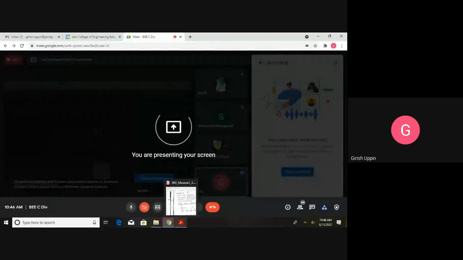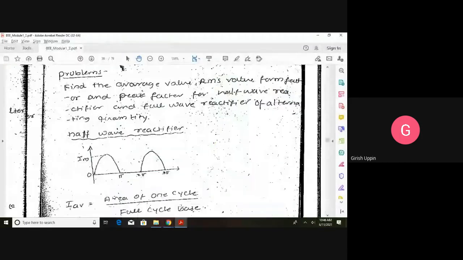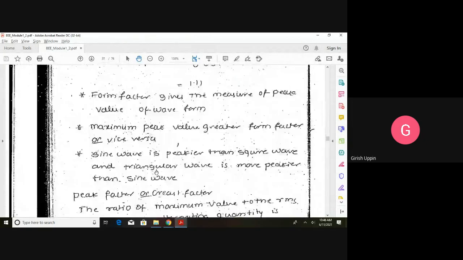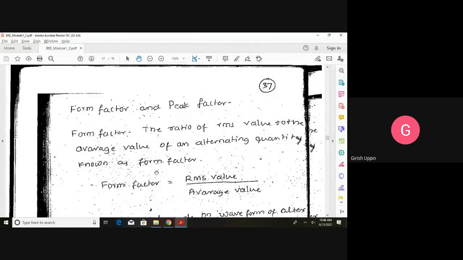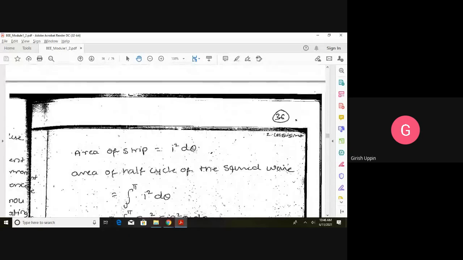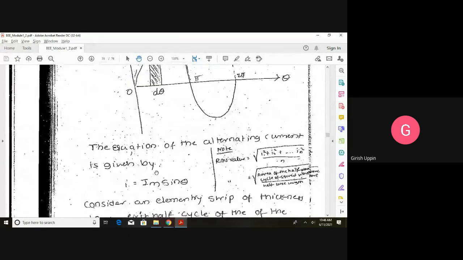Welcome to this session. In today's session, I will look into some of the problems based on the average value and the RMS value. In the previous class, we looked into the derivation of the RMS value and the peak value. What is the RMS value and the average value? What is the average value?